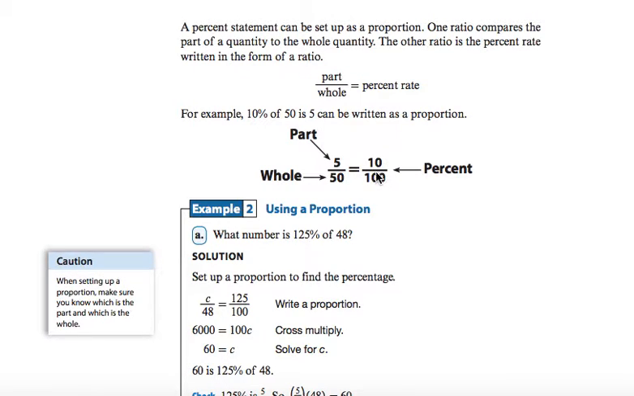How would you go about converting that? Well, just look at the ratio here. 5 times 2 is 10, 50 times 2 is 100. So there's a direct proportion or ratio between these two.